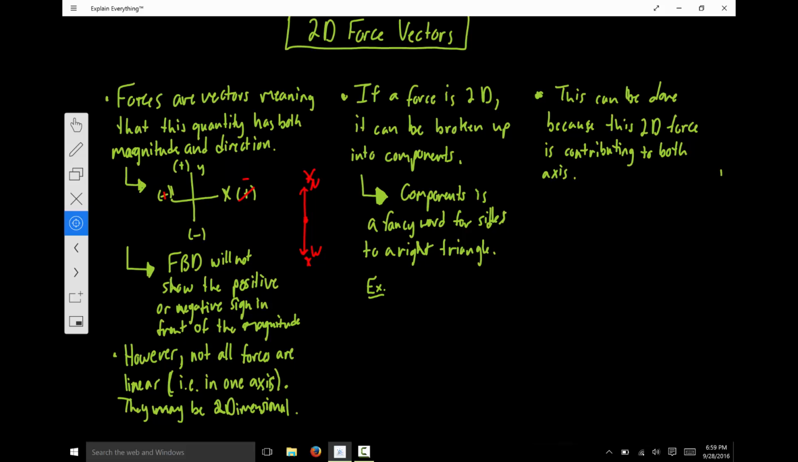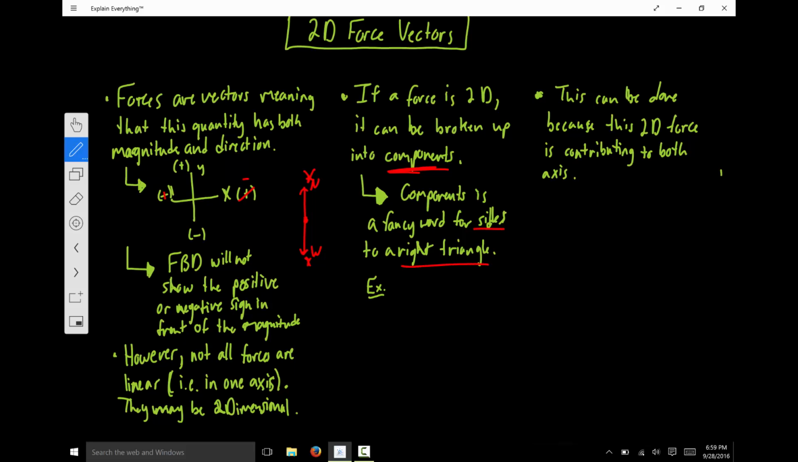However, not all forces are linear, such that they're not in one axis. They may be what we call two-dimensional vectors or two-dimensional forces. If a force is two-dimensional, it can be broken up into what we call components. And components is just a fancy word for sides of a right triangle.